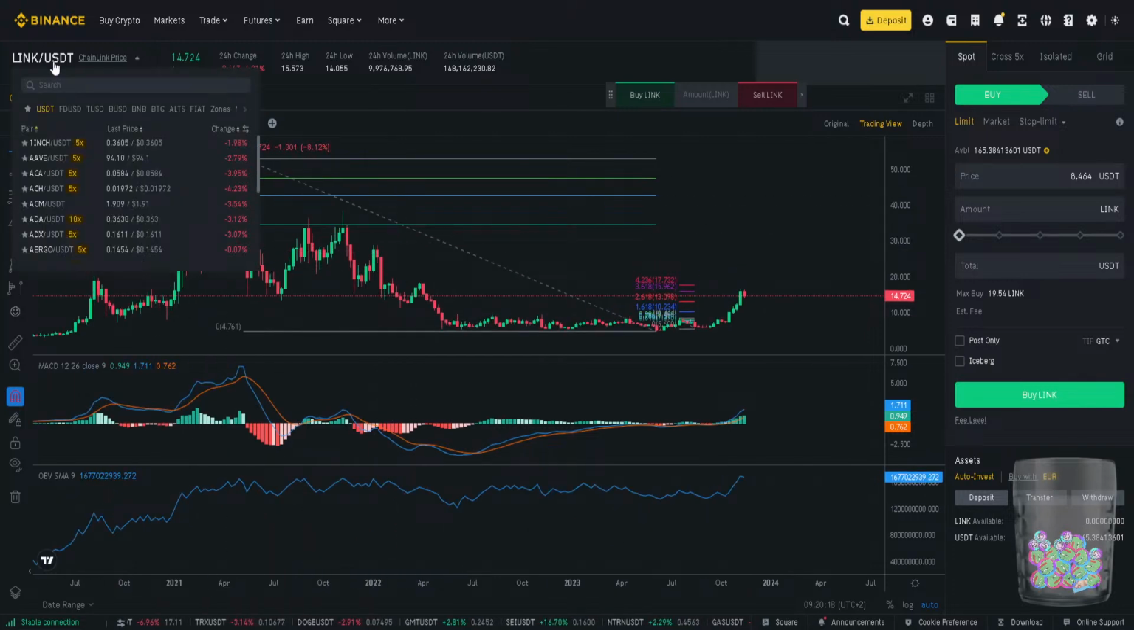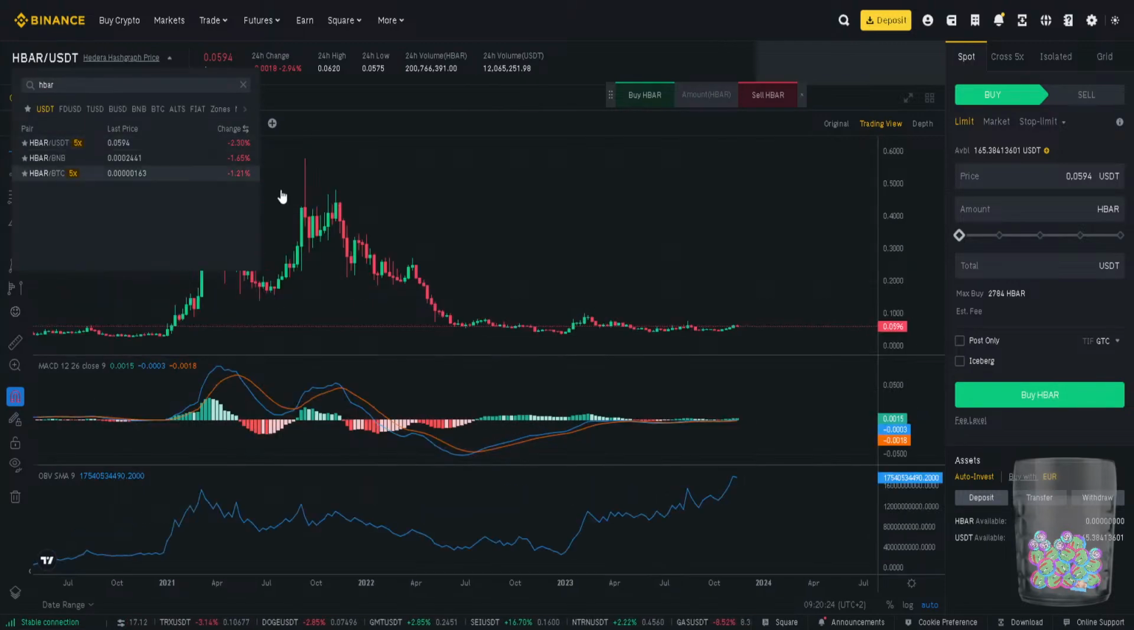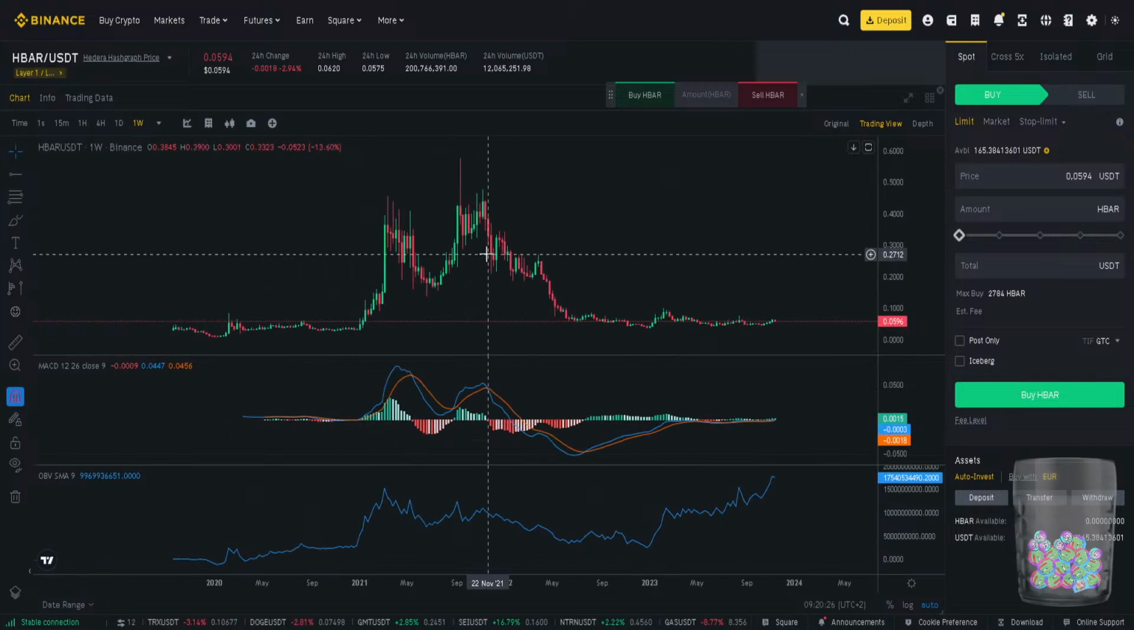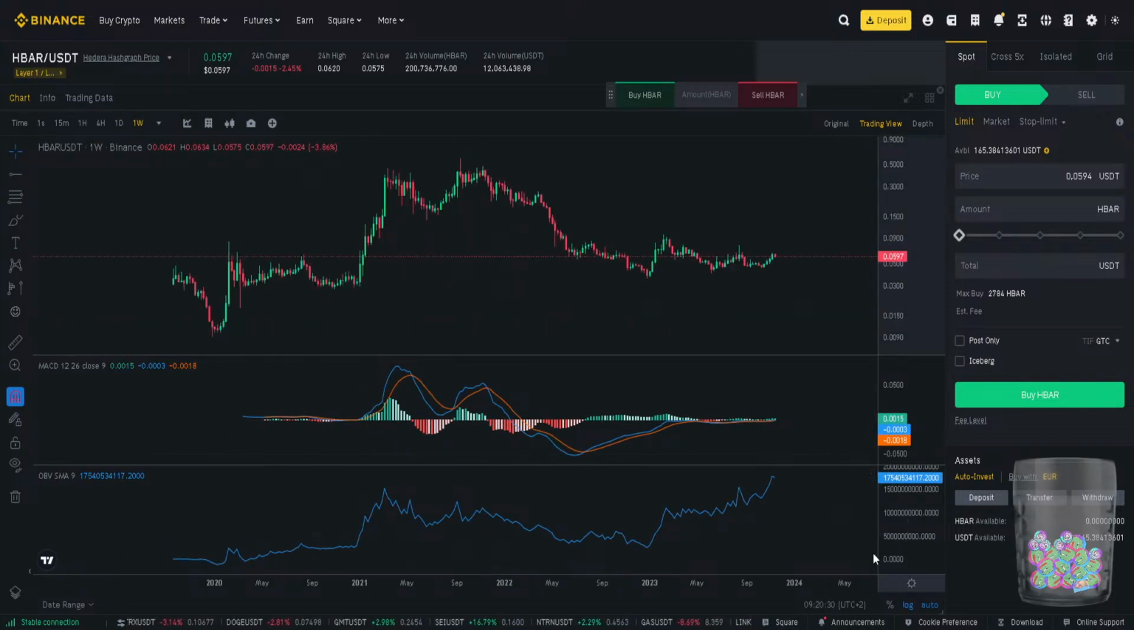So that's Link. Let's look at H-bar for you. I actually wanted to put an order for H-bar because this is another absolutely amazing looking chart. Really, really amazing chart.